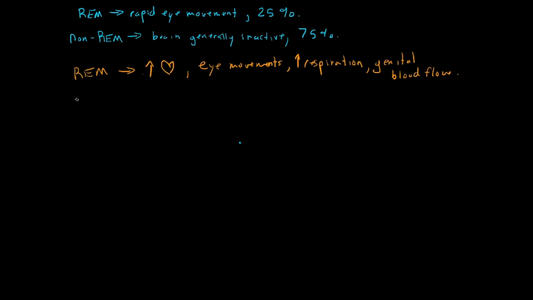And during non-REM, it is essentially the complete opposite. You have a decreased heart rate, little to no eye movement, decreased respiration, and no genital blood flow. So I'm not even going to put anything there. So those are the physiological differences between non-REM and REM sleep.